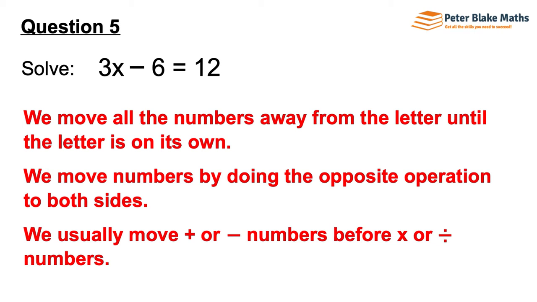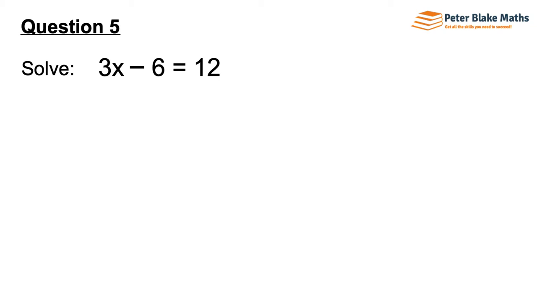And here's a guiding principle. We usually move plus or minus numbers before multiply or divide numbers. Not always, but usually. So we're going to move the minus 6 before we think about moving the 3 in this case. To move a minus 6, we do the opposite, which is plus 6 to both sides. We'll do that first. Now the minus 6 and the plus 6 cancel out, but we've still got a 3x on the left hand side.